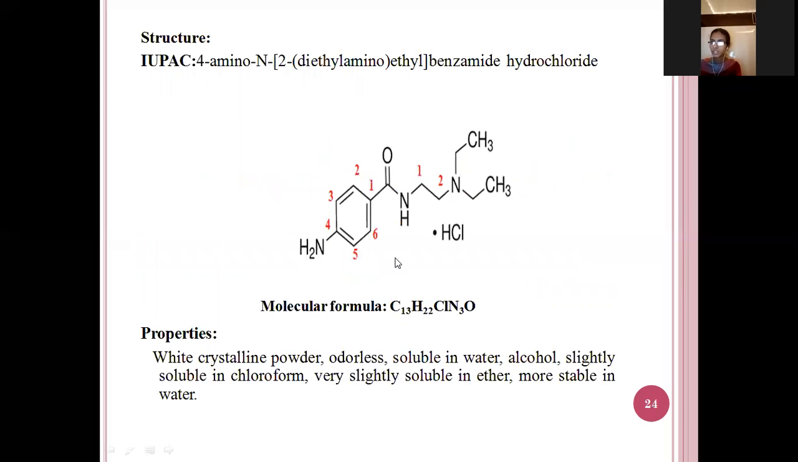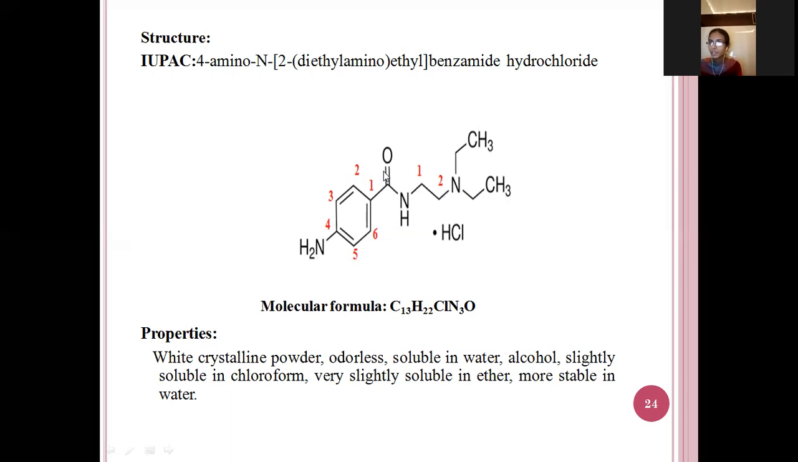So this is the structure and this is the IUPAC name, that is 4-amino N-2-diethyl amino ethyl benzamide hydrochloride. If you see the structure here, this is the benzamide structure with a 6-member ring and a carbon double bond oxygen and NH. This is commonly known as benzamide. In the fourth position an amino group is there, and here 2 carbon atoms means ethyl.